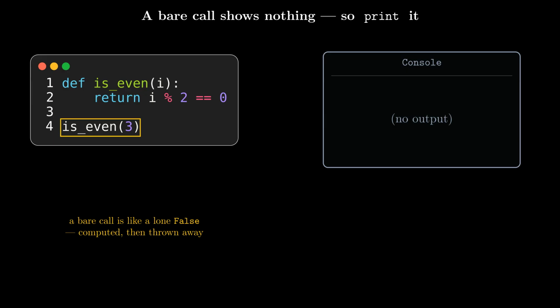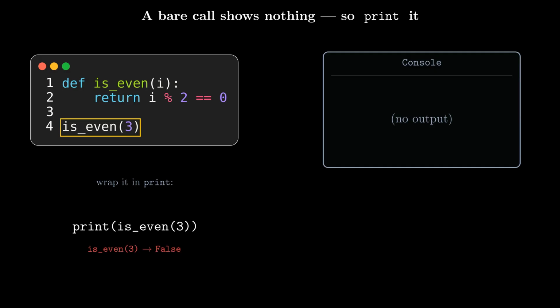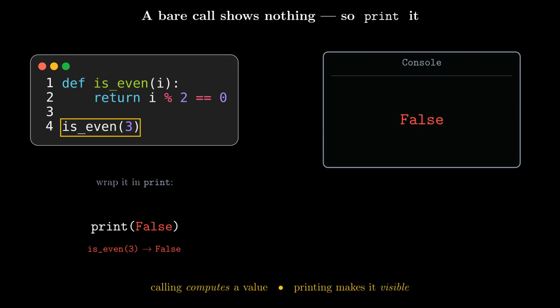The simplest useful thing is to print it. We wrap the call inside a print statement. Print of isEven of 3. Python evaluates the inside first. isEven of 3 becomes false, so the line effectively turns into print of false. And the print does show its argument, so at last the console displays false. The rule is simple. Calling computes a value. Printing is what makes that value visible.